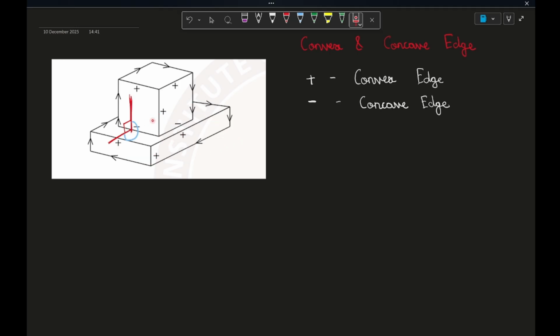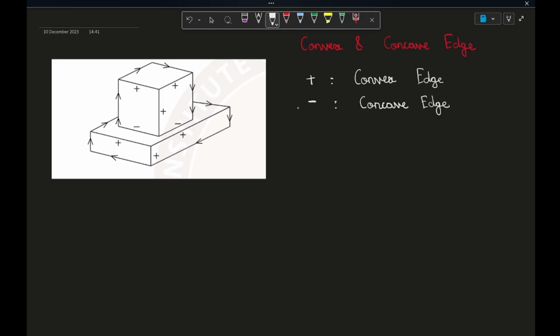Here we can see that much of the matter lies inside the 270-degree part, so that's convex. While if we compare something like this, if I take this right angle, the entire box is inside the 90-degree angle, and in the 270-degree part there's just empty space. So that's the difference between a convex edge and a concave edge.